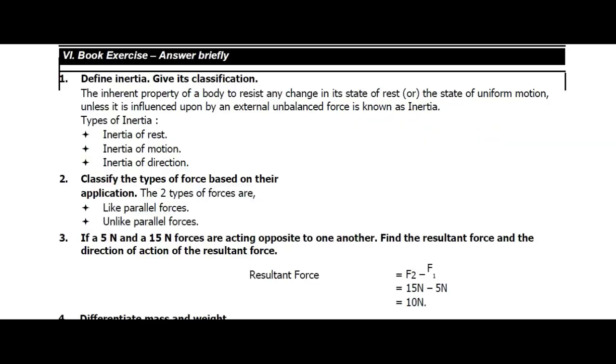Next, we'll see answers briefly. First question: define inertia, give its classification. The inherent property of a body to resist any change in its state of rest or the state of uniform motion, unless it is influenced by an external unbalanced force, is known as inertia. There are three types of inertia: inertia of rest, inertia of motion, and inertia of direction.